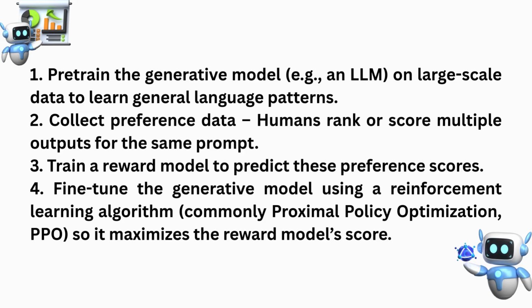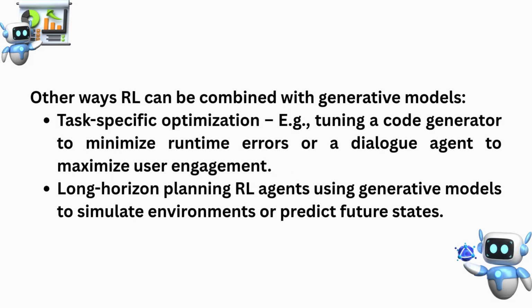Humans rank or score multiple outputs for the same prompt. Third, train a reward model to predict these preference scores. 4. Fine-tune the generative model using a reinforcement learning algorithm, commonly proximal policy optimization, PPO, so it maximizes the reward model's score. Other ways RL can be combined with generative models. Task-specific optimization. Example is tuning a code generator to minimize runtime errors or a dialogue agent to maximize user engagement.